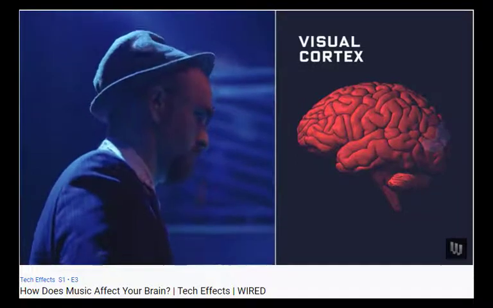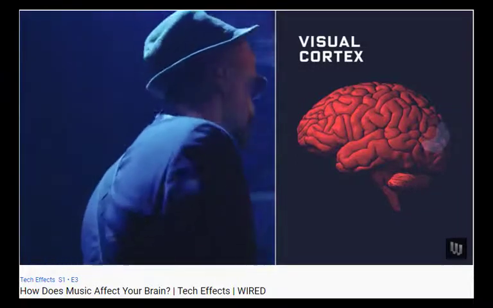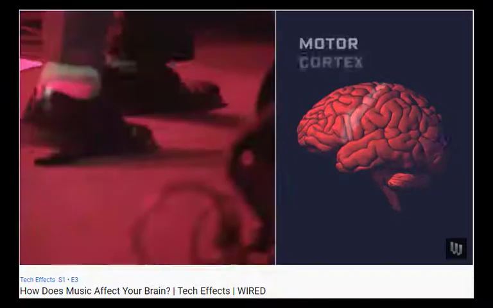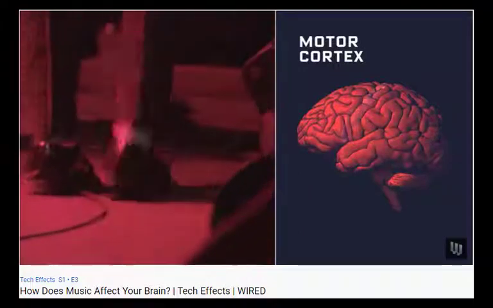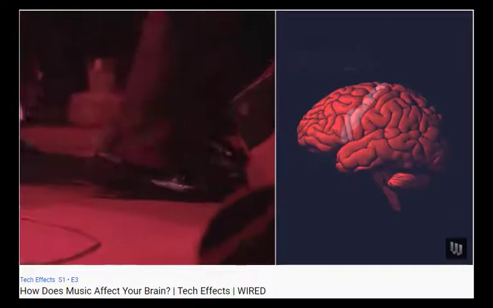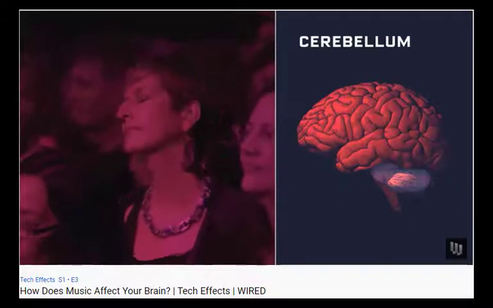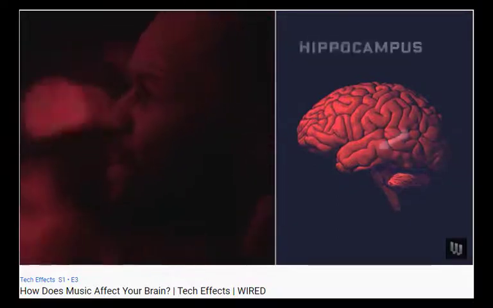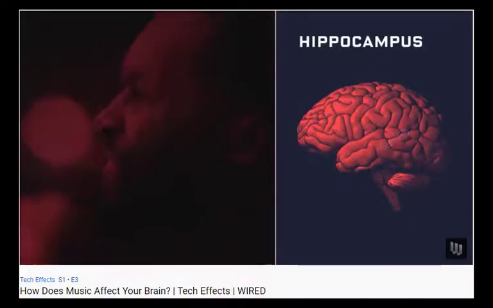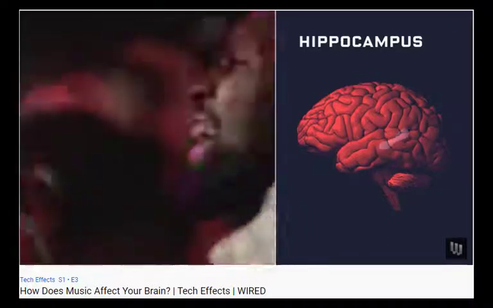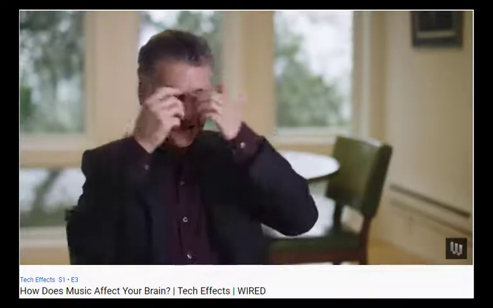There's visual cortex activation when you're reading music as a musician or watching music. Motor cortex when you're tapping your feet, snapping your fingers, clapping your hands. The cerebellum, which mediates the emotional responses. The memory system in the hippocampus, hearing a familiar passage, finding it somewhere in your memory banks. Music is going on in both halves of the brain, the left and the right, the front and the back, the inside and the outside.